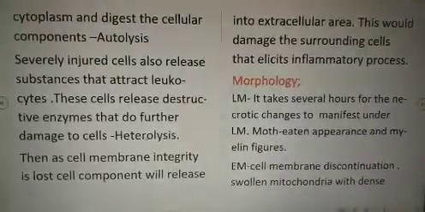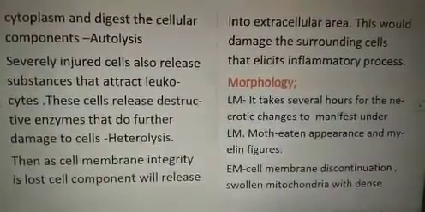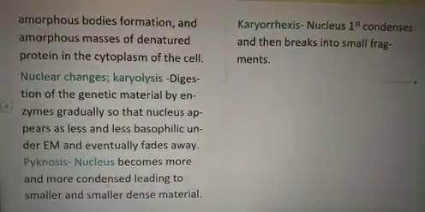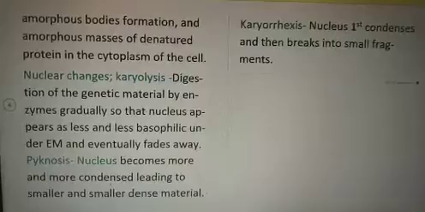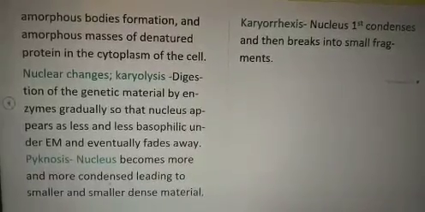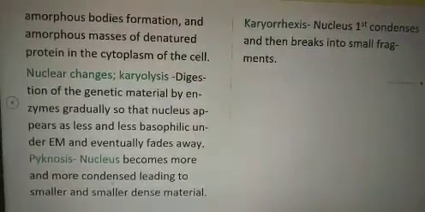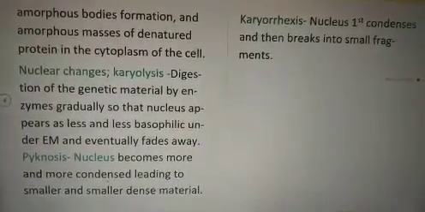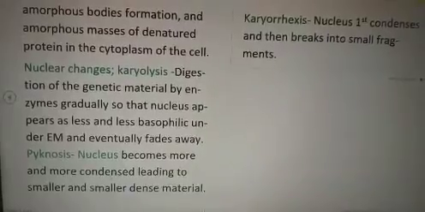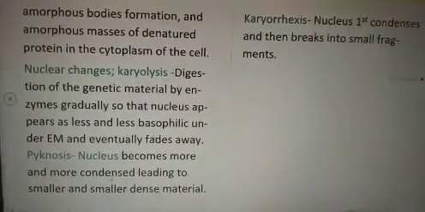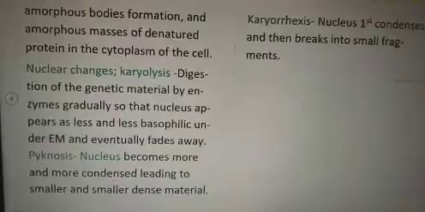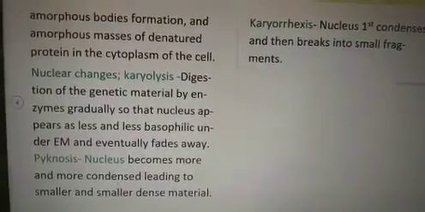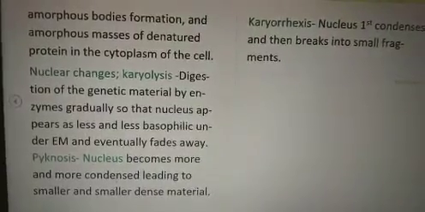Under the electron microscope, there will be some membrane discontinuation, swollen mitochondria with dense amorphous bodies, and amorphous masses of denatured protein in the cytoplasm of the cells. With the electron microscope, we can also see different types of nuclear changes. These nuclear changes are the ways in which the nucleus undergoes disintegration in necrotic cells. There are three ways: karyolysis, pyknosis, and karyorrhexis.